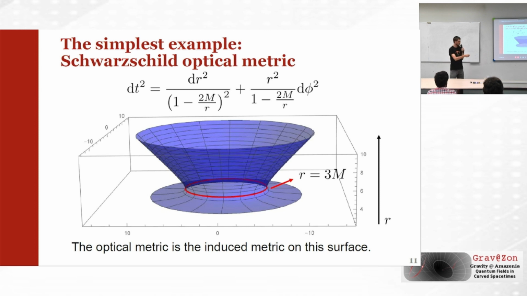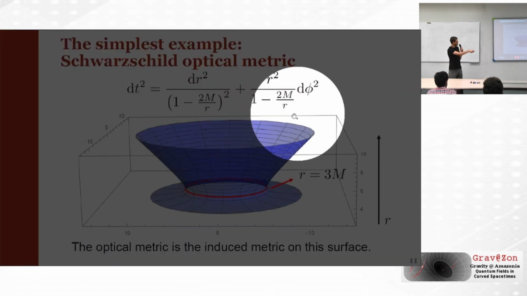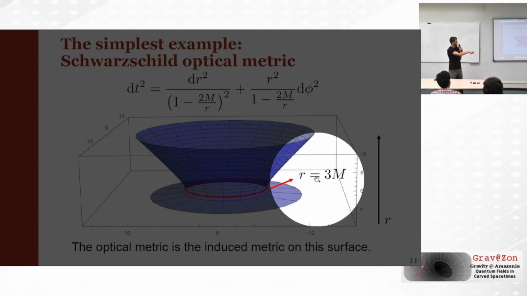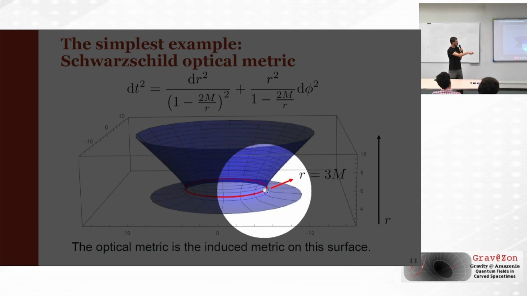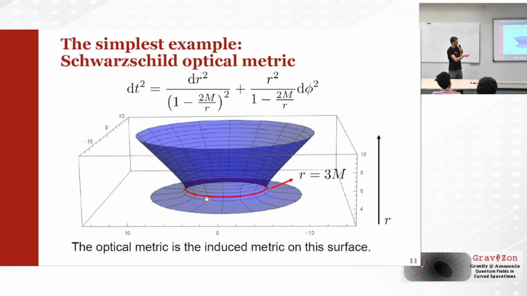And what I show here in red is the light ring located at 3M, the usual light ring, and it corresponds to a minimal circle around the surface of revolution. And what we know then is that the optical metric for Schwarzschild is the induced metric on the surface. I hope this has given you some kind of insight on what these metrics represent.